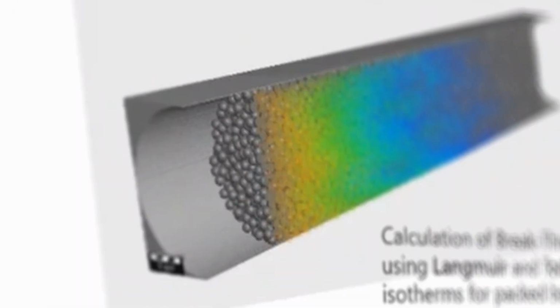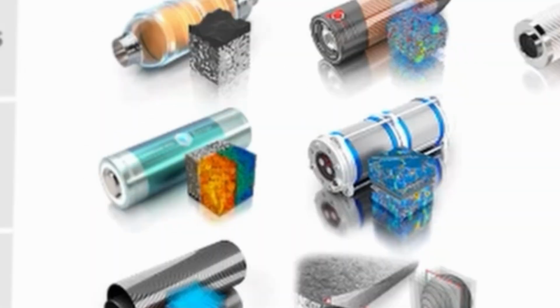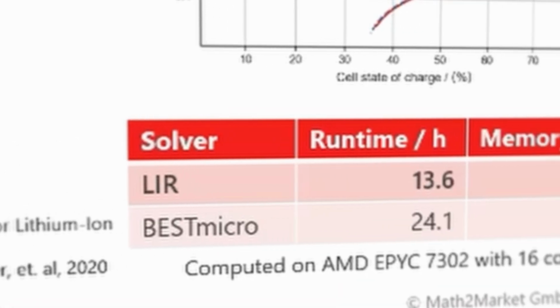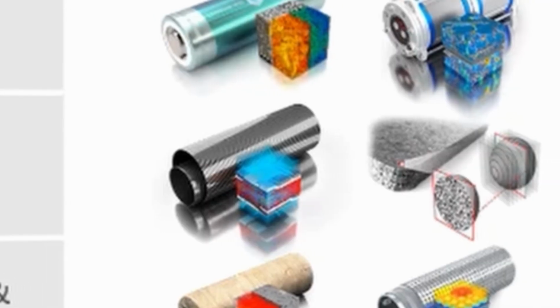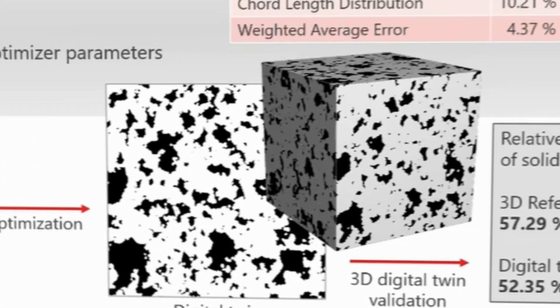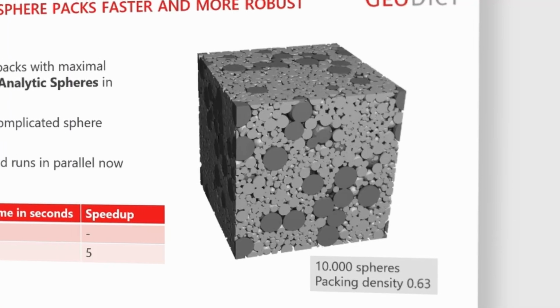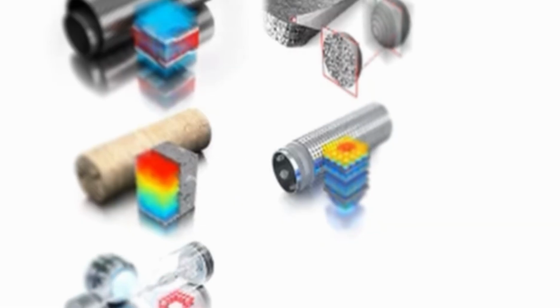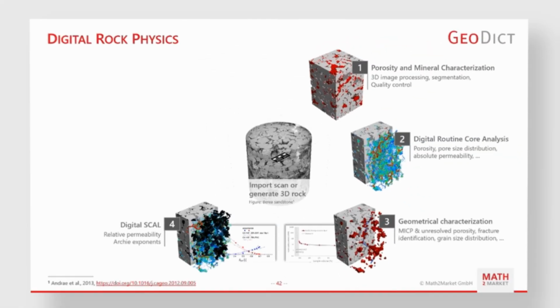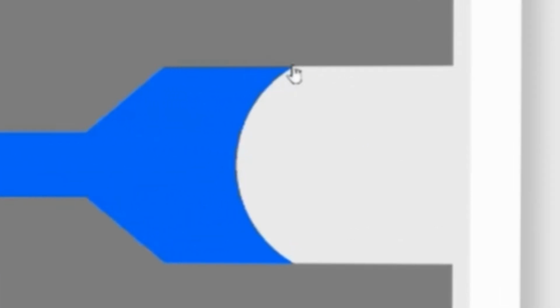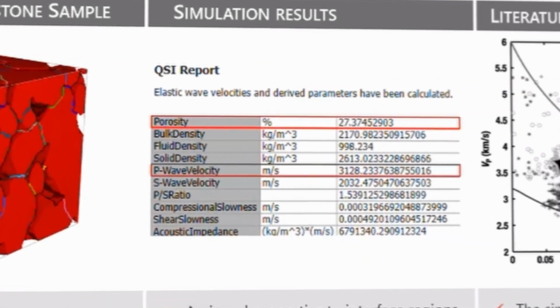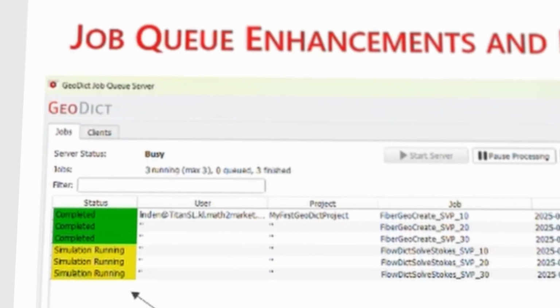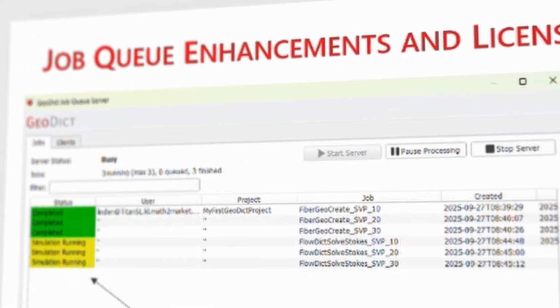Next, we move to the filtration business area, going from the filtration to the electrochemistry field. And we now look at improvements in the digital material R&D. With this, we come to the last business area, the digital core analysis. And at last, another feature of general interest.